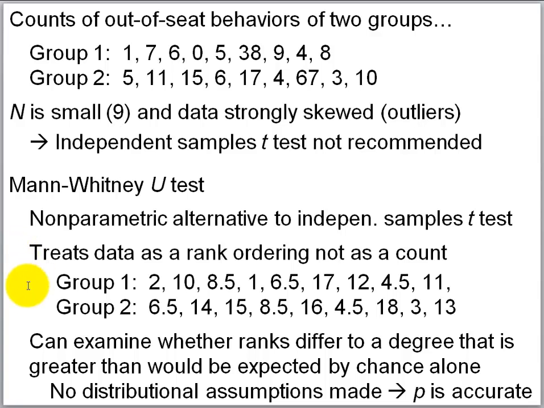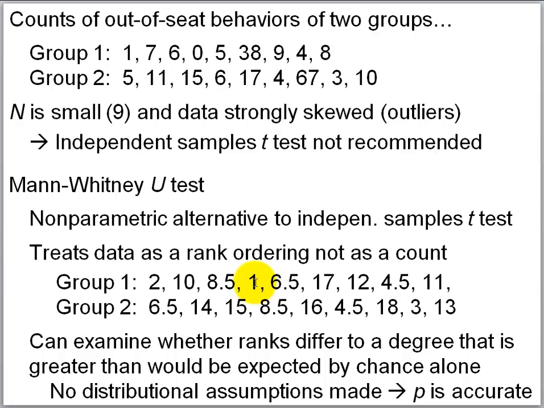So here is the data that will actually be used in carrying out the Mann-Whitney U-test. So each count is in essence transformed into a ranking. So let me just show you that. Where is the lowest ranked case? The lowest ranked case is the 0. And so that's this case right here, the fourth case in group 1, has the lowest number of out-of-seat behaviors, and its rank is a 1.